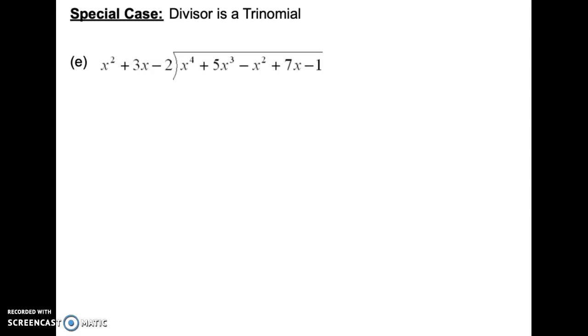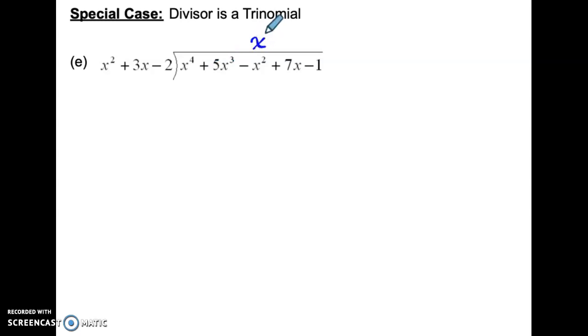So what if the divisor is a trinomial? It doesn't actually make a difference. Whatever you're dividing by, as long as it's a polynomial, you're going to do it the exact same way. So once again, first term divided by first term. So x to the 4 divided by x squared, you get x squared.